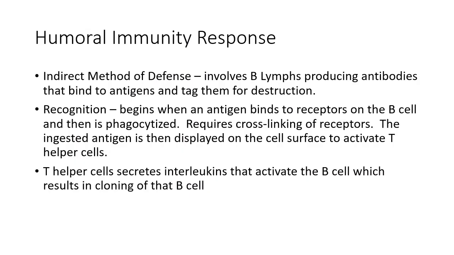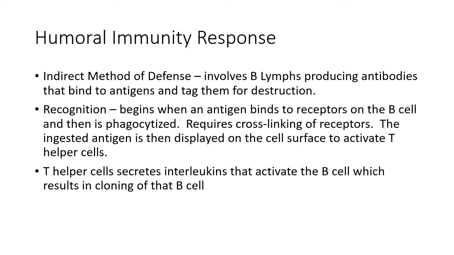Okay, so we talked about the T lymphocytes. I just kind of want to back up a little bit to the humoral immunity response, and that term humoral refers to the humors of the body, and the humors are the fluids of the body. Primarily, when we think about immune cells going through body fluids, usually we think of blood. So this is the job of the B lymphocytes that are going to be involved in producing antibodies. Now, the indirect method of defense involves B lymphocytes producing antibodies that bind to antigens and tag them for destruction.